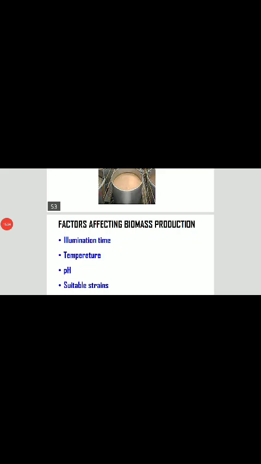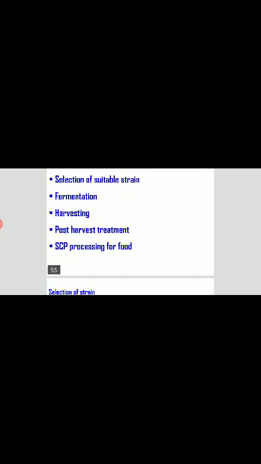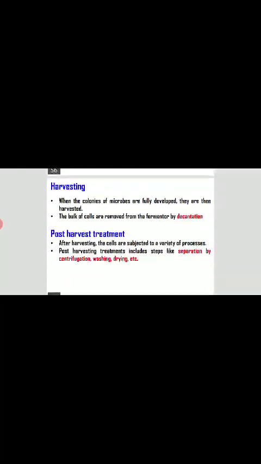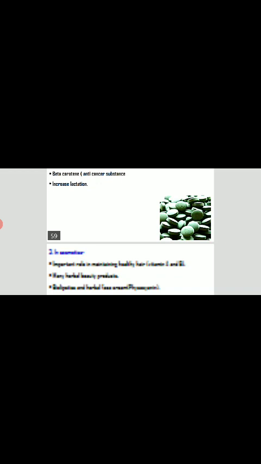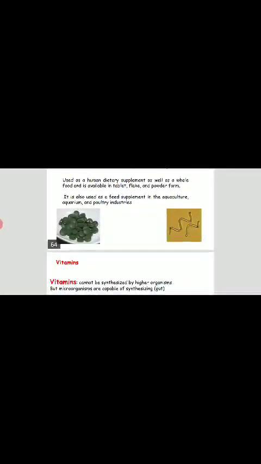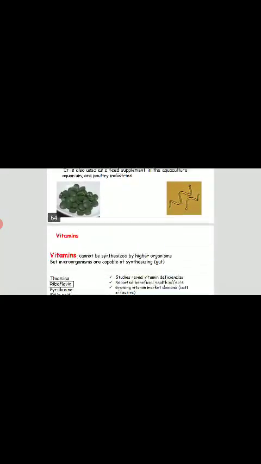Some factors which affect biomass production have also been discussed, and how they affect the production of single cell protein, what the applications of these single cell proteins are, and where we can use them in our industries, and they are in use.